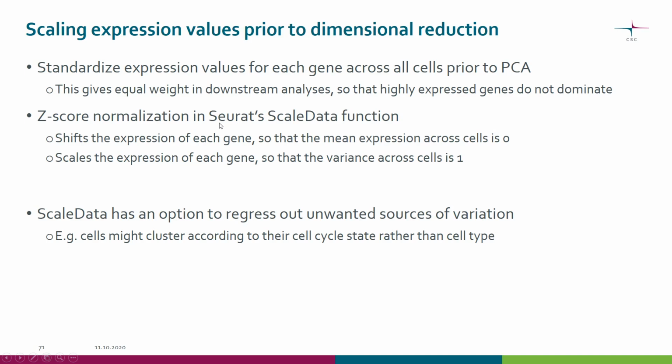So in Chipster, this uses the scRNA method scale data, which performs z-score normalization. So it shifts the expression values of each gene so that the mean expression across all the cells becomes 0, and it scales the expression values of each gene so that the variance across all the cells becomes 1. The scale data function has also an option to regress out unwanted sources of variation.